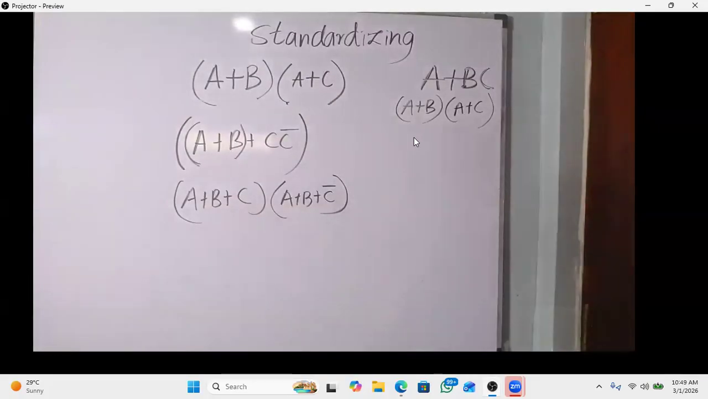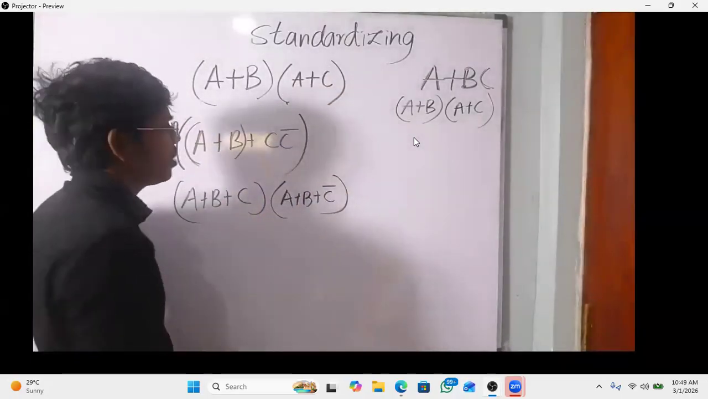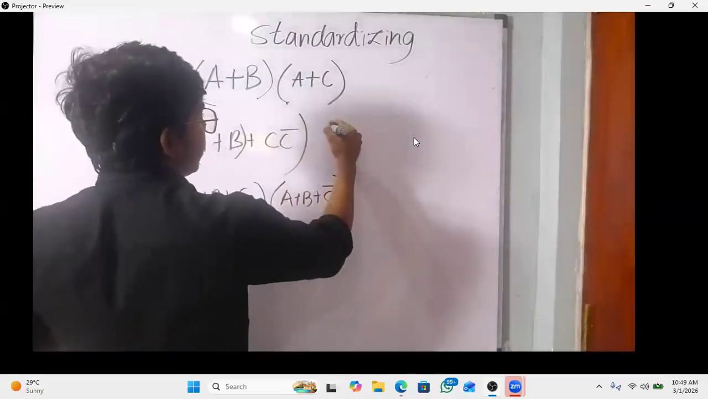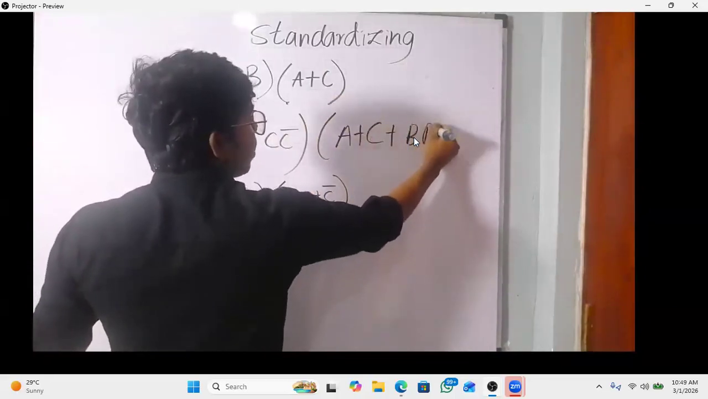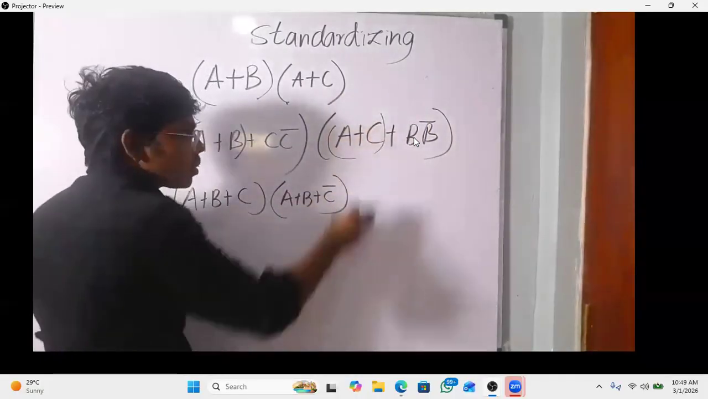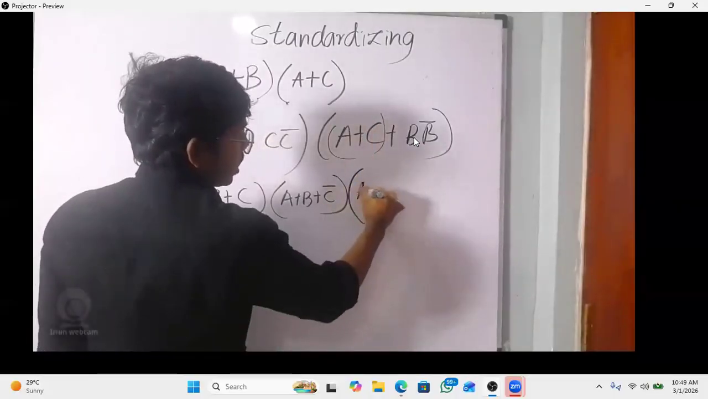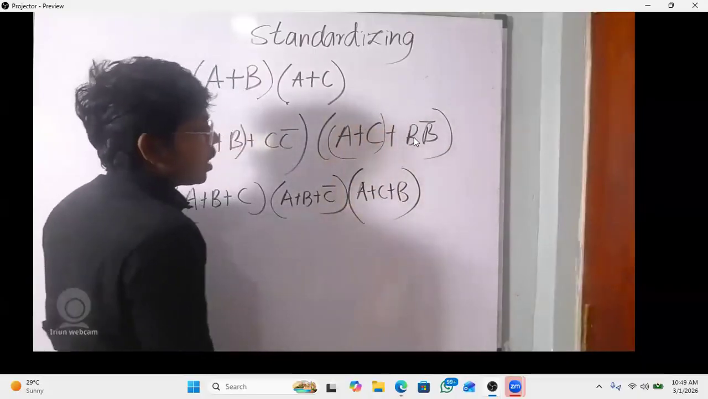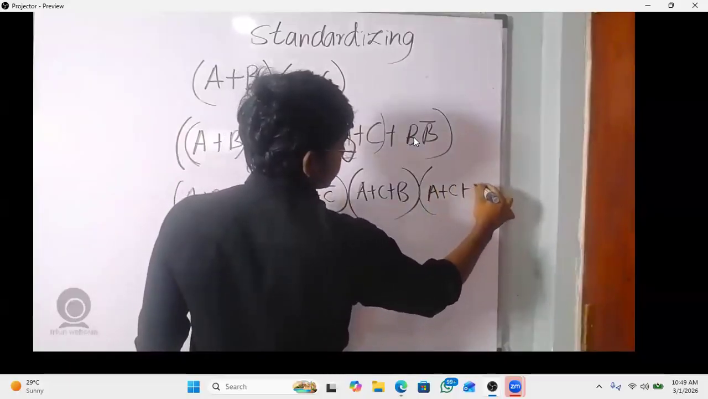Okay, what do you have to do? You have to add B here. I will erase this. So you can add A plus C plus B, B bar. Now what? Think of this as one term. Add to the addition: A plus C plus B, A plus C plus B, and A plus B plus C bar, A plus C plus B bar.